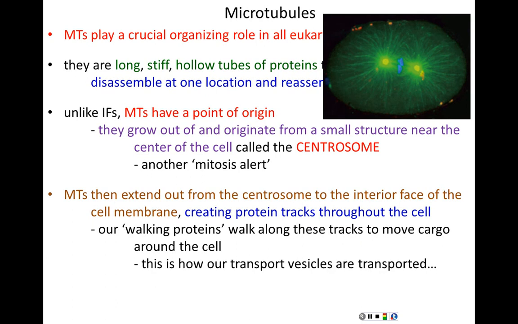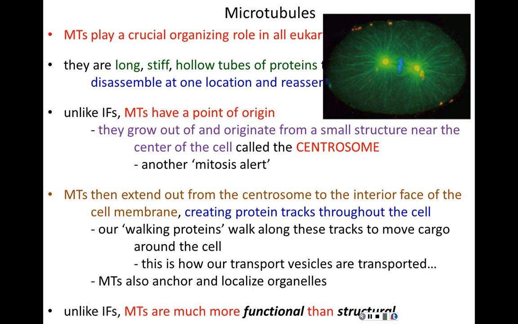We also talked about transport vesicles being transported with clathrin-coated pits and Rab proteins and tethering proteins. We mentioned that transport vesicles are moved along these microtubule tracks. Those microtubule tracks is what we're discussing now. Microtubules also anchor and localize organelles, keep them from floating away. Yes, intermediate filaments did that, but microtubules do them as well. And unlike intermediate filaments, microtubules are much, much more about function than structure. The true underlying structural strength and support of the cytoskeleton, that is the job of the intermediate filaments.